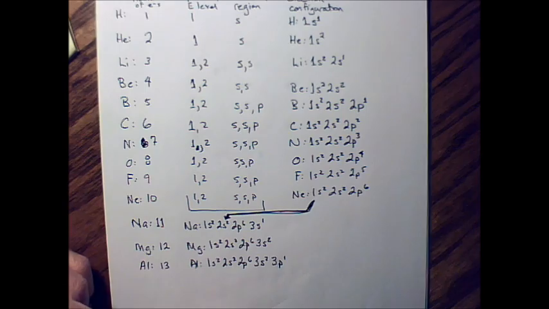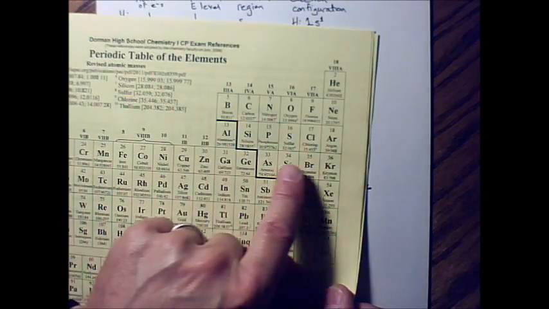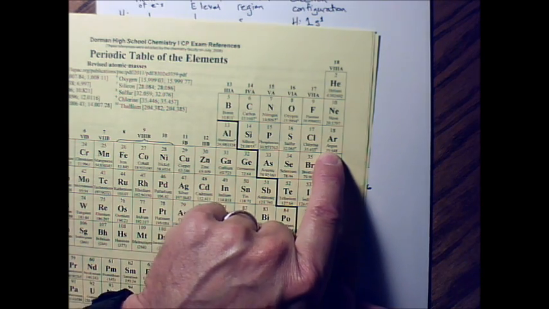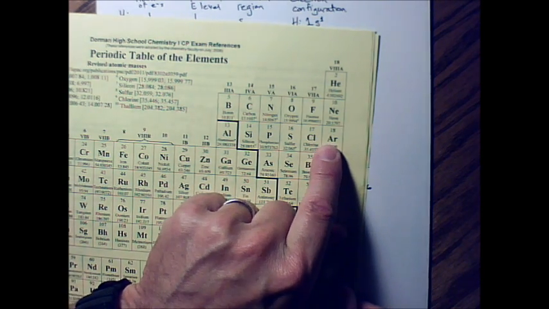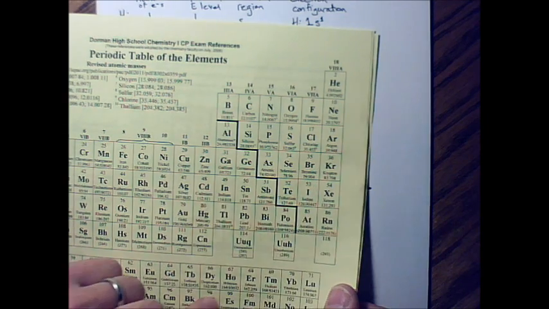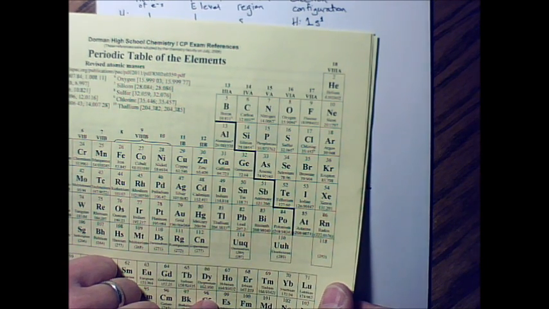That's exactly right. She asked, are we going to stop filling it when we get to argon? Yes, that's correct. This is 3p6 right here. So we're going to stop filling the third primary level when we get to argon.